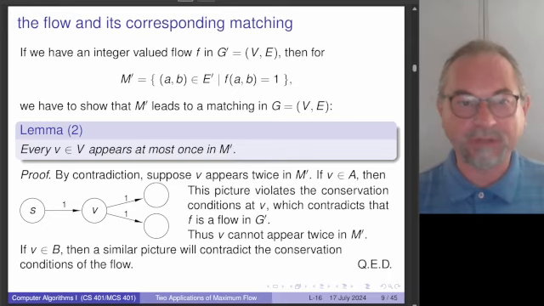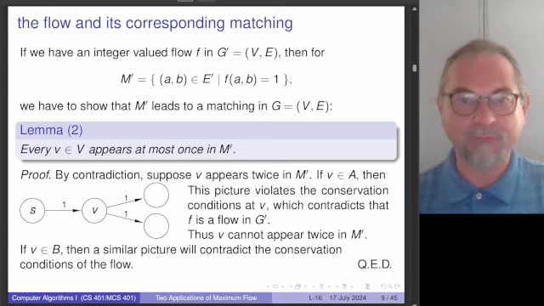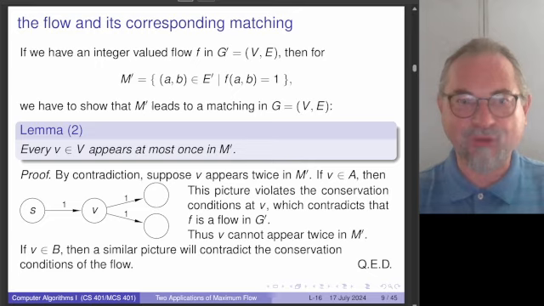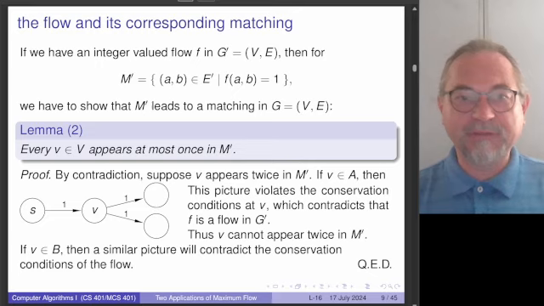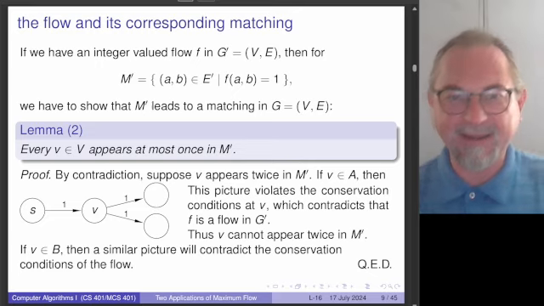So what goes into one vertex is a flow of 1. And there cannot be a flow of 2 going out of that vertex. So that vertex cannot serve as a source. So this is for A. So for every vertex in A, it can appear only once.